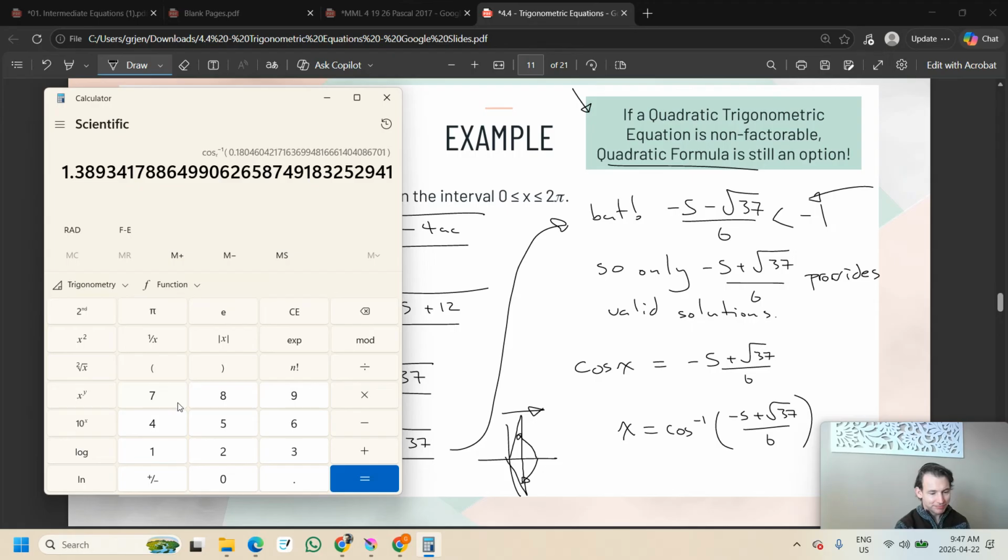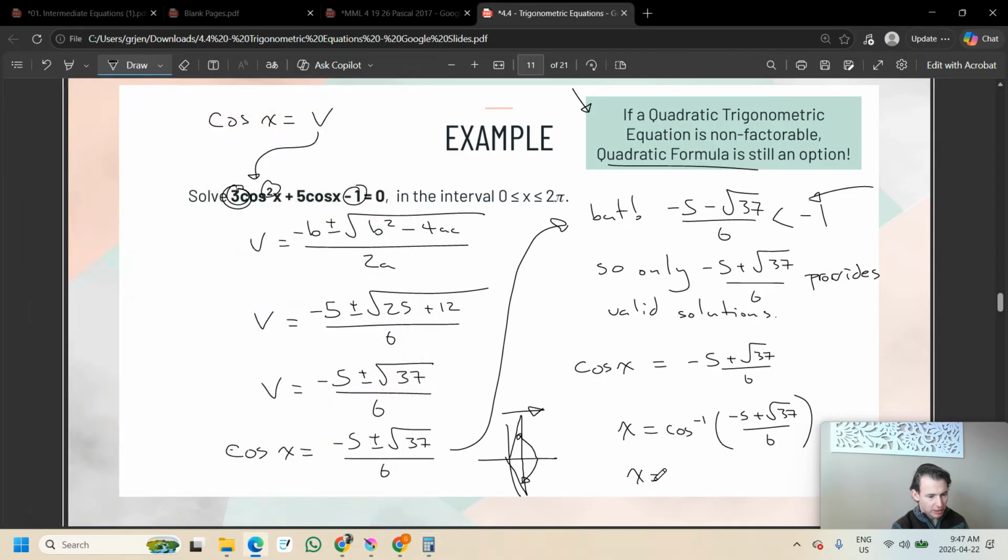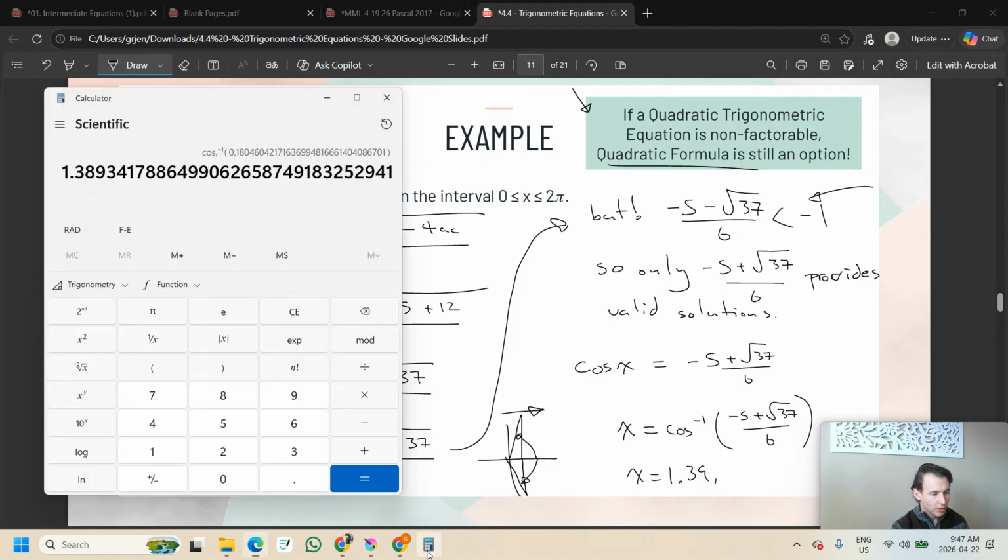And so now I have this. x equals 1.39, going to 2 decimal places, comma, or I can take this and take away that value from 2 pi. How do I know that?